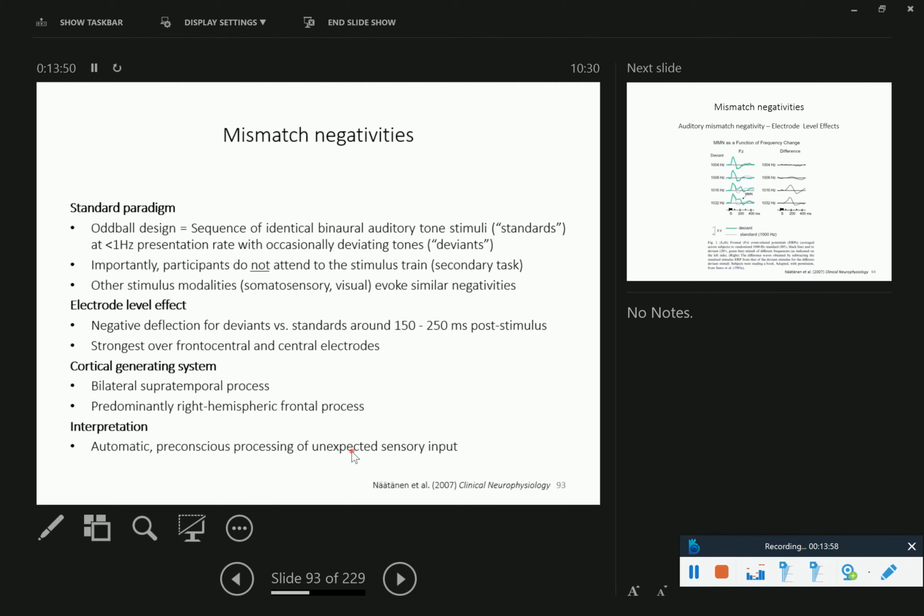The important thing is that because it's so fast, because people don't attend to the stimulus, and because it's related to the sensory areas, the mismatch activity is a reflection of an automatic, pre-conscious processing of unexpected sensory input. So the idea, and it's an interesting idea, is that the brain is sensitive to the statistics of its sensory input.